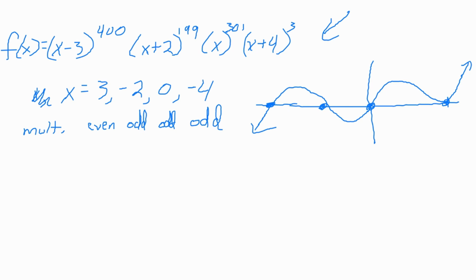Because if you distributed all this out, this one would eventually have x times itself 400 times. This would have x times itself 199 times. This would have x times itself 301 times. This would have x times itself 3 times. And when you combine all of that together, you would get x to the 400 combined with 199, combined with 301, combined with 3, and whatever this number comes out to be would be your leading power. It'd be the biggest you could possibly get when you multiplied all the right stuff.